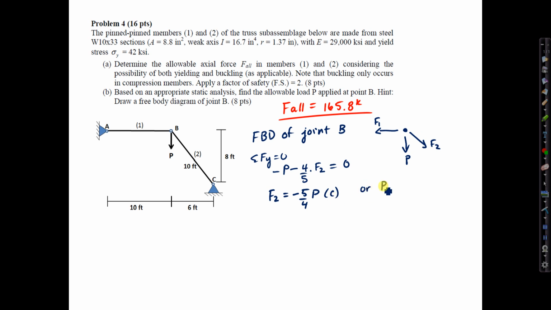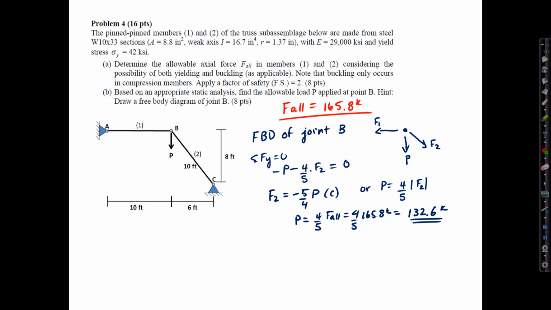Or I can say that P is equal to 4/5 times the absolute value of F2, which would be the allowable force. So if I compute P from that criteria, P is equal to 4/5 times F allowable, equals 4/5 times 165.8 kips. That's going to give me 132.6 kips. So that's one possible answer for the allowable load.